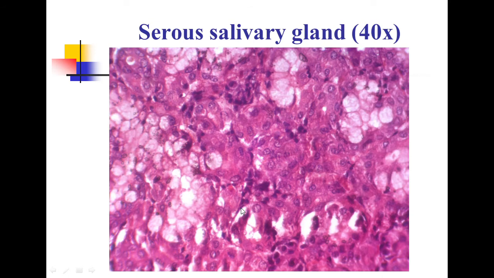Then this is the high power magnification, 40x magnification. Here you can clearly see the serous acini. So this is the serous acinus. Here you can see the rounded nuclei, which are centrally placed. So all these are the serous acini.